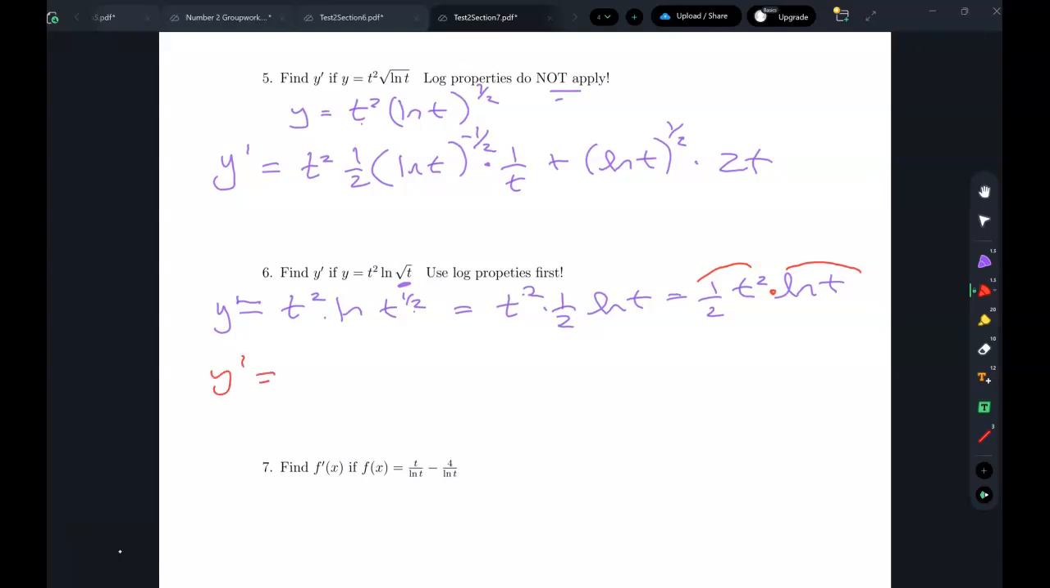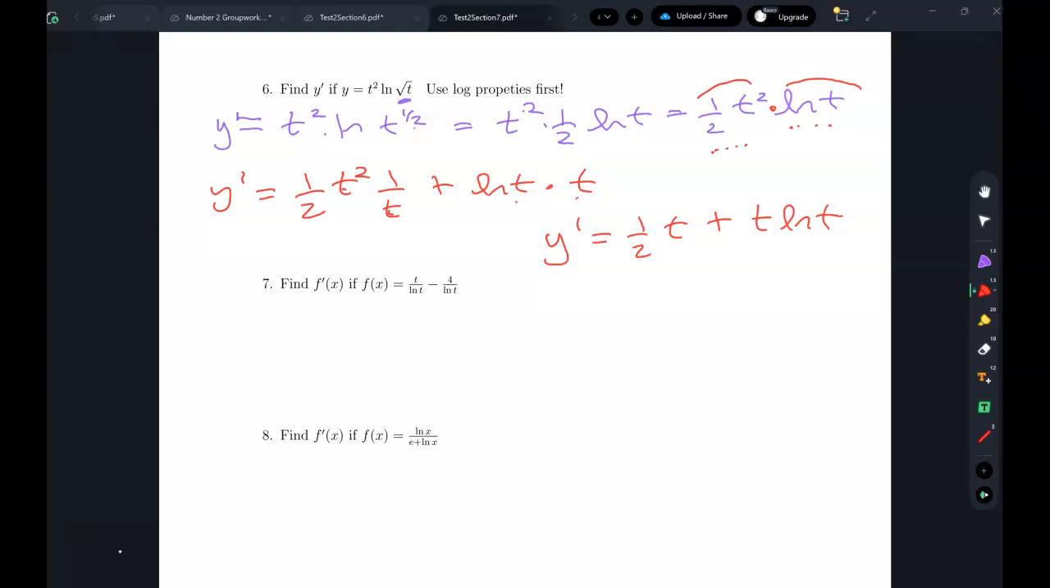So y prime will give me first d second, which is 1 over t, plus second d first, so I bring that 2 down, and I just get times the t. This one's just kind of screaming to be fixed, so I'm just going to do it. I see the t's canceling, so I get a 1/2 t plus, and you know this t doesn't go inside, so it's t ln of t. And that's it.